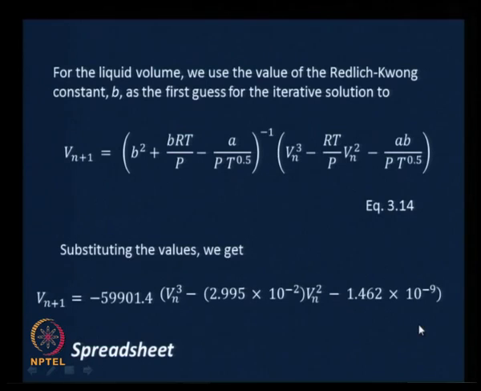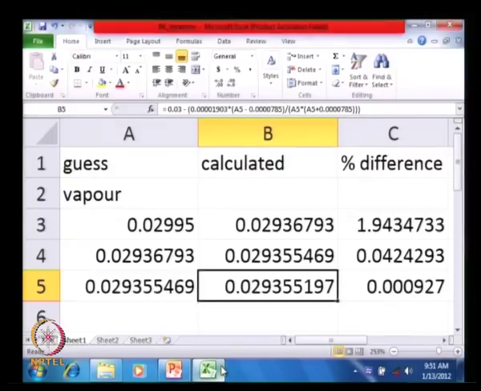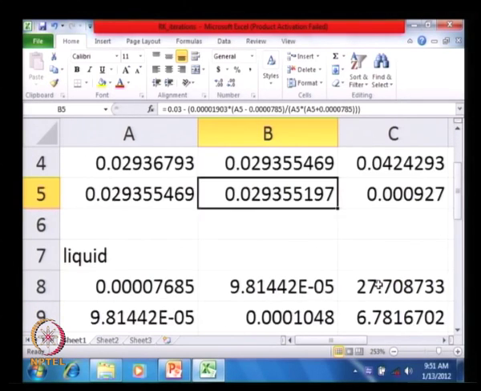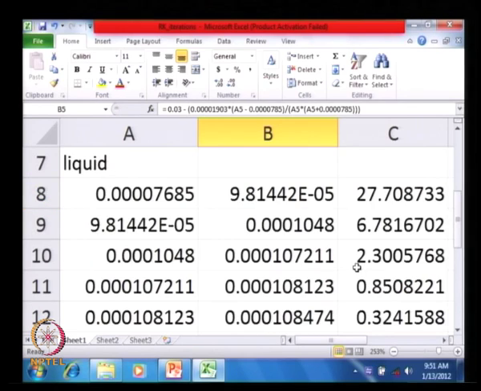Now let us look at the spreadsheet that I have. You can compare it with the spreadsheet that you have. Now the first column is the guessed value, the second column is the calculated value, the third column is the percentage difference. These are the vapor values. Now let us look at the liquid values. First B, 0.00007685, and then the calculated value is 9.81 into 10 power minus 5. The percentage difference is 27.7.